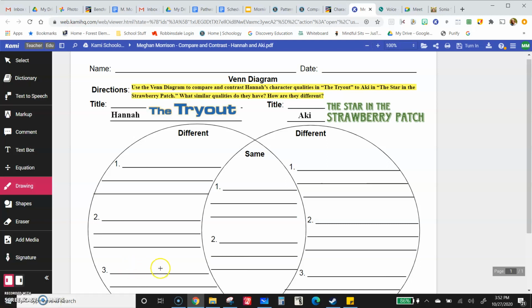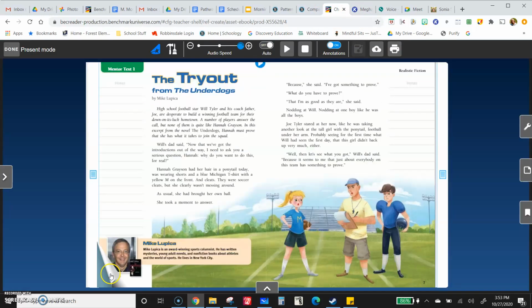Now, if you need to put a physical characteristic in each, like where Aki is from or what sport Hannah plays, as one of them, fine. But please try to at least have two in the different and one in the same that are deeper qualities. Like if I look at this story and I think, okay, Hannah showed up. She was very determined. She was determined to prove that she could play football too. Okay, so that's a quality about her, not just what she looks like.